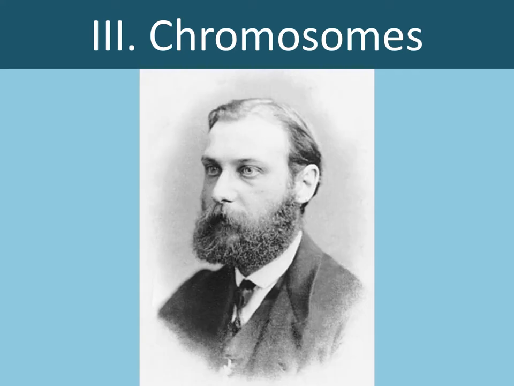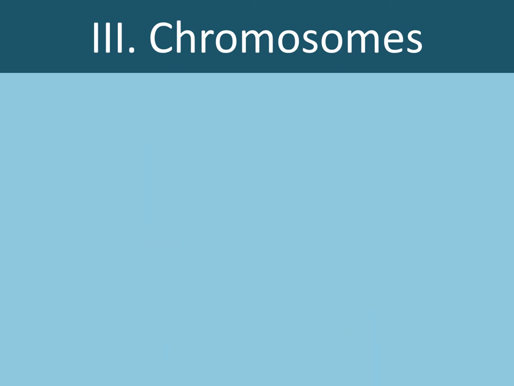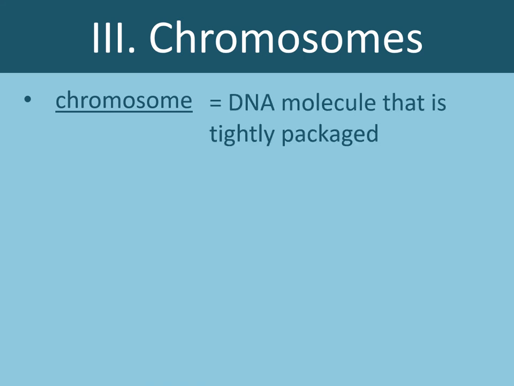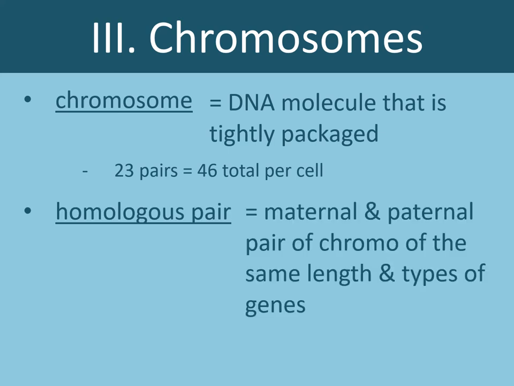The German biologist, Walter Fleming, was the first to discover the chromosome. He discovered chromosomes by inventing a special dye. In fact, the term chromosome means colored body, because that's all we knew about chromosomes at that time. Chromosomes are DNA molecules that are tightly packaged during cell division. We have 23 pairs, or 46 total chromosomes per cell. A homologous pair are the maternal and paternal pair of chromosomes of the same length with the same types of genes. For example, both our chromosome number 1s are a homologous pair.